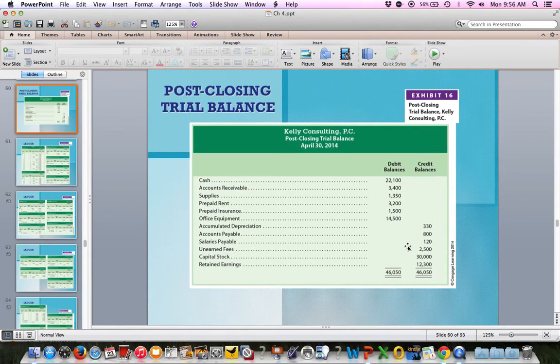Then I run my post-closing trial balance, right? And remember that this should only be permanent accounts: your asset, your liability, and your capital accounts. Everything else should be zero balance and you don't include it. So your revenues, expenses, and the dividend accounts all have a zero balance, so we don't include them here.